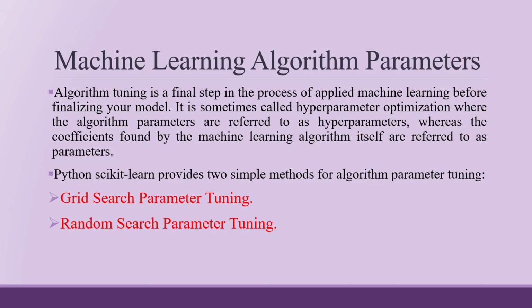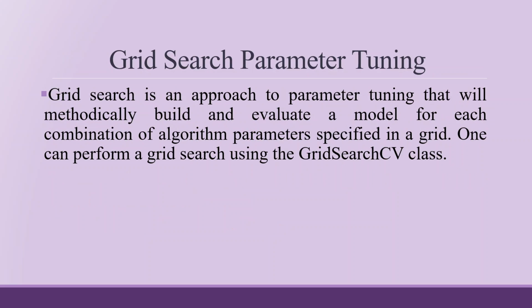In scikit-learn, there are two methods in which we can do the algorithm parameter tuning. One, grid search parameter tuning, and second, random search parameter tuning. Grid search parameter tuning is an approach that will methodically build and evaluate a model for each combination of algorithm parameters specified in a grid. One can perform a grid search using the GridSearchCV class. Now, how can we do this? Let's see in Python.